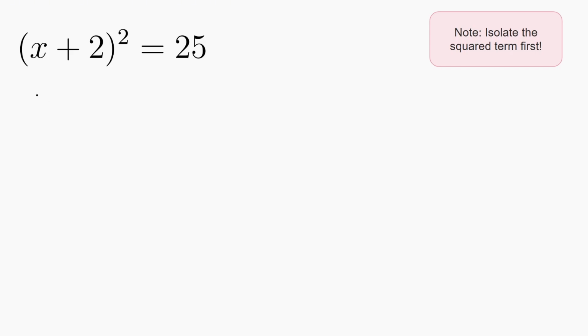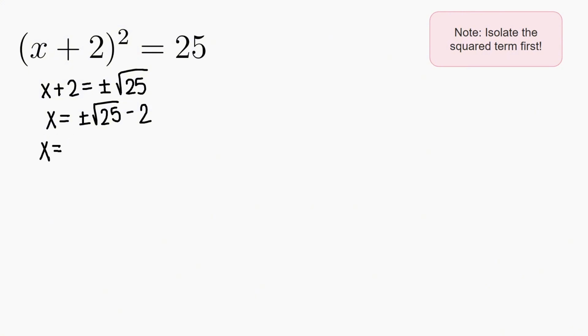As you can see, we have x plus 2 squared equals 25. This x plus 2 is our quadratic term, and it's squared. As you can see, it's isolated, so we can start with the square root property. This gives us x plus 2 equals plus or minus the square root of 25. Next, we're going to want to isolate our x. So we do x equals plus or minus the square root of 25 minus 2.